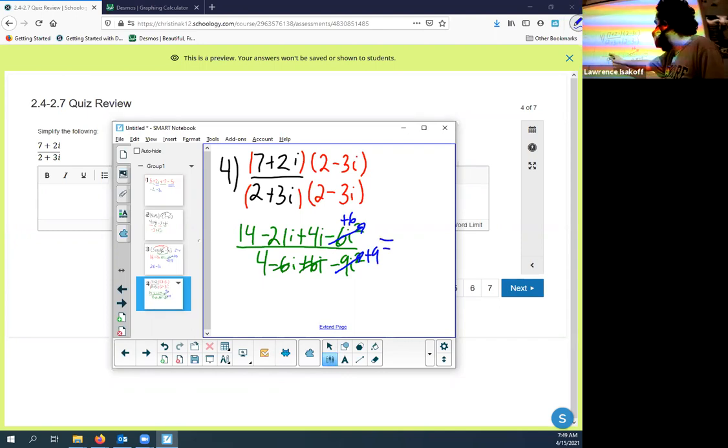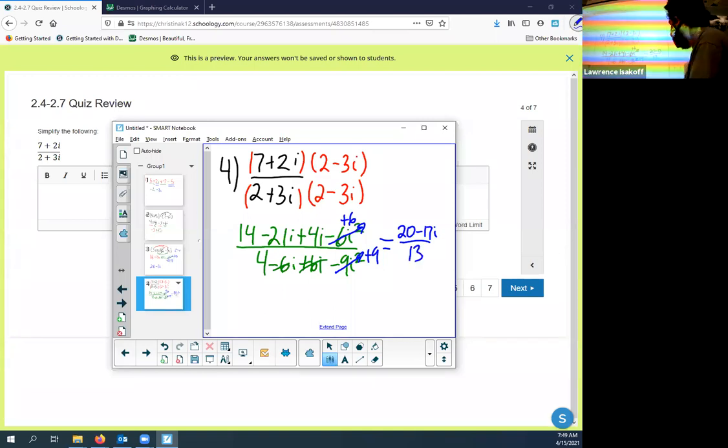So now it's just a matter of combining. 14 plus 6 will be 20. And then I have negative 21 plus 4. Let's see, that should give me negative 17i over 4 plus 9 is 13.